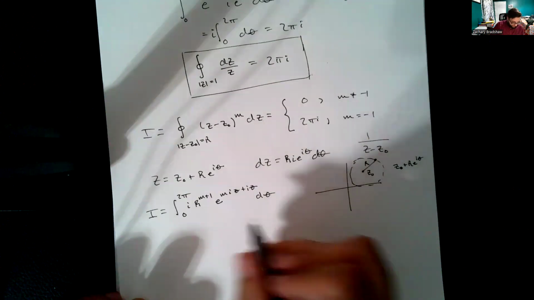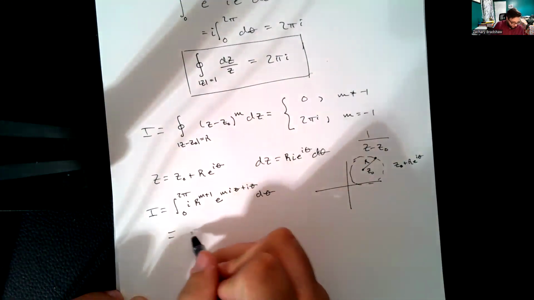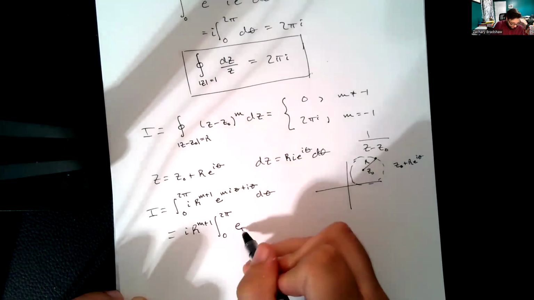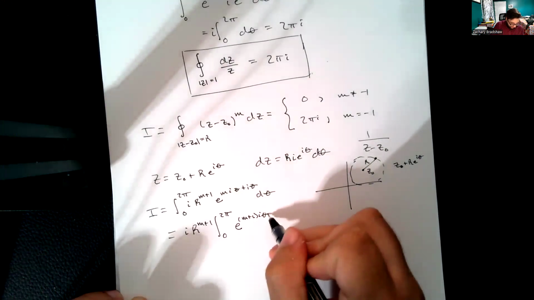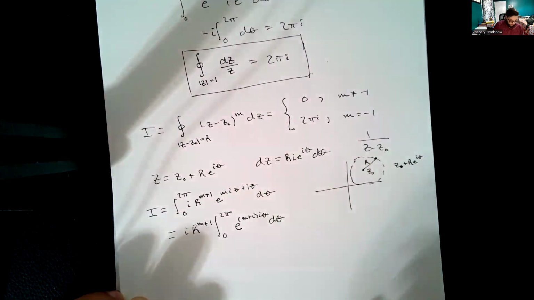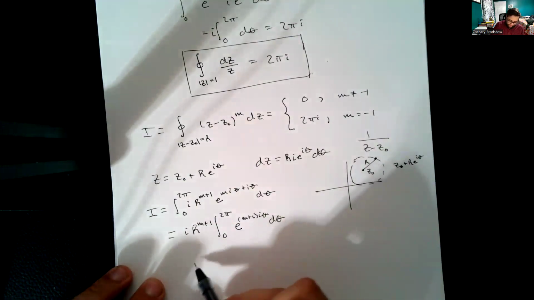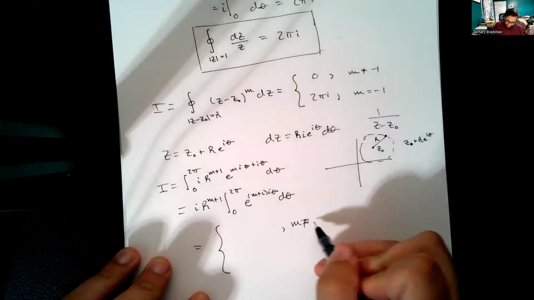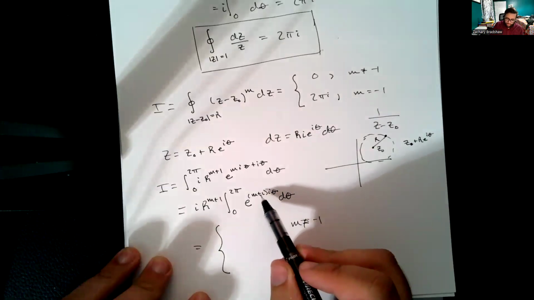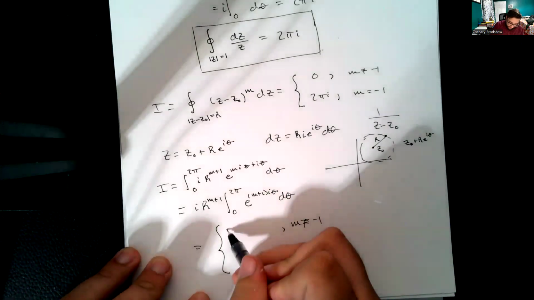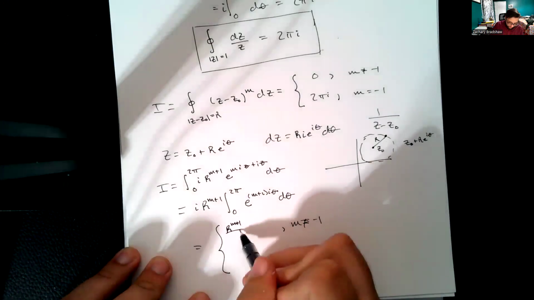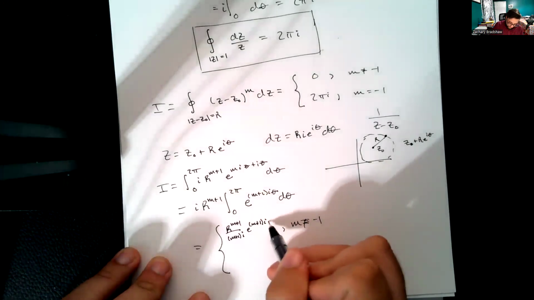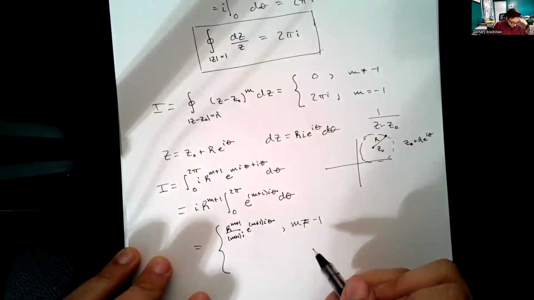Again, this integral is not hard to do. This is i r to the n plus 1 times the integral from 0 to 2 pi of e to the (n plus 1) i theta d theta. Let's do this in two cases. When n is not equal to minus 1, so that this exponent is non-zero, the antiderivative gives us r to the n plus 1 over (n plus 1) times e to the (n plus 1) i theta, where we evaluate theta from 0 to 2 pi.